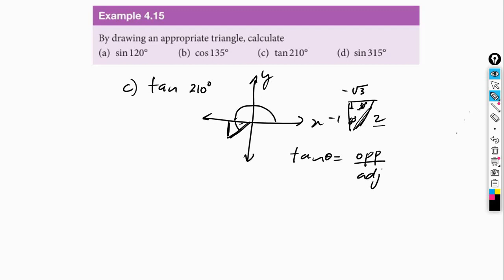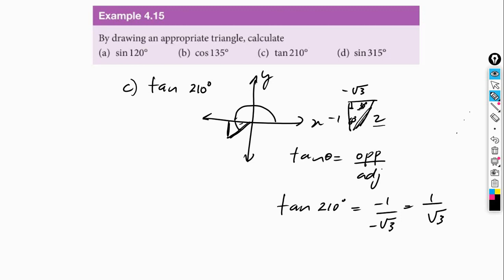So in this case, you would say tangent of 210 degrees is equal to opposite, so opposite the 30, which is our reference angle, minus 1 over the adjacent, which is negative square root of 3. So minus 1 over minus square root of 3. And this is going to give us positive 1 over square root of 3.